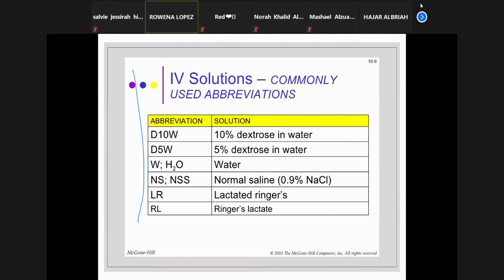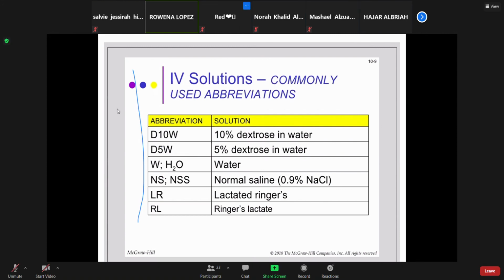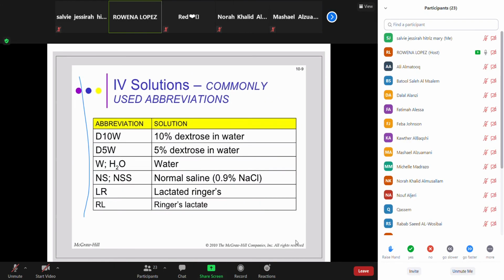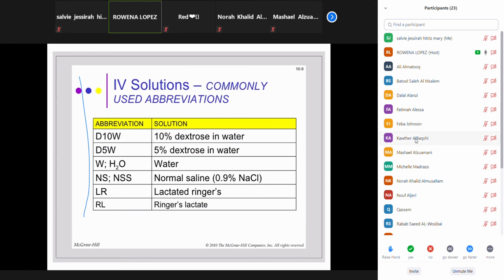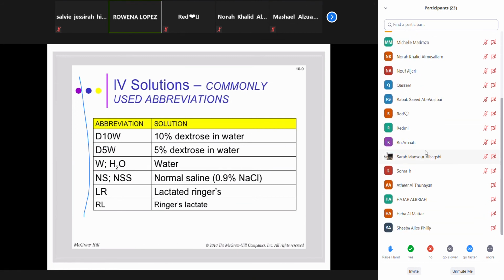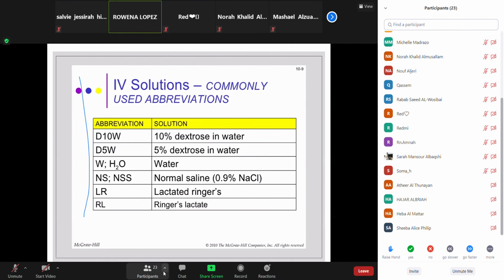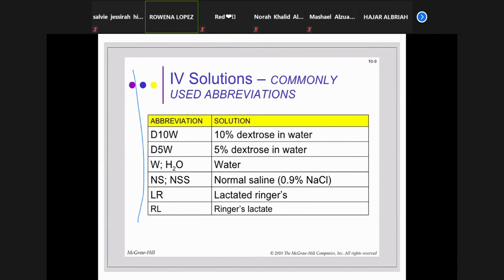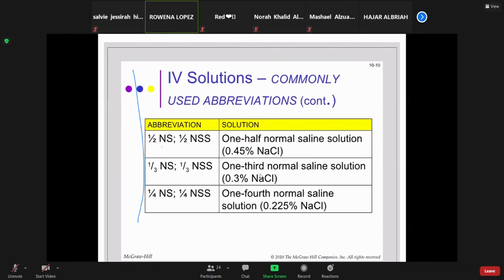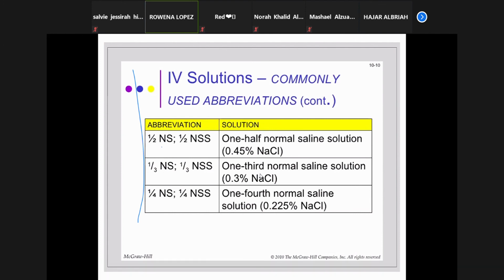So D10 water can also be 10% dextrose in water. D5 water is 5% dextrose in water. W or water, it's the same. NS and SS are the same as 0.9% sodium chloride. LR is lactated Ringer's; RL, Ringer's lactate, it's the same. We also have the half NSS. It's actually 1/2 normal saline solution or 0.45% sodium chloride. So it's all the same in meaning, the abbreviation plus the solution.